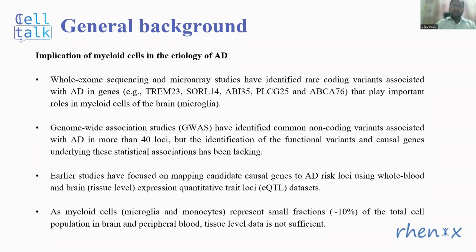Those studies used bulk cell data, that means many cells aggregated, and in that, myeloid cells form approximately 10% of the total cell population. So that data is not sufficient to pinpoint which particular genes or causative variants are actually responsible for the development of Alzheimer's disease.